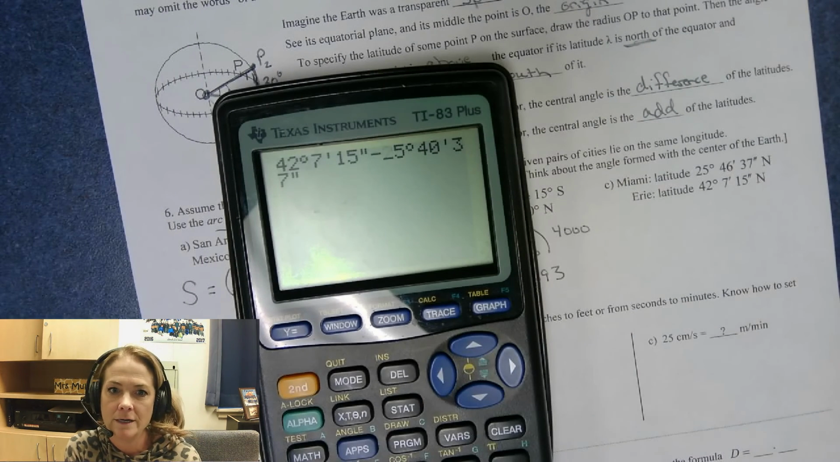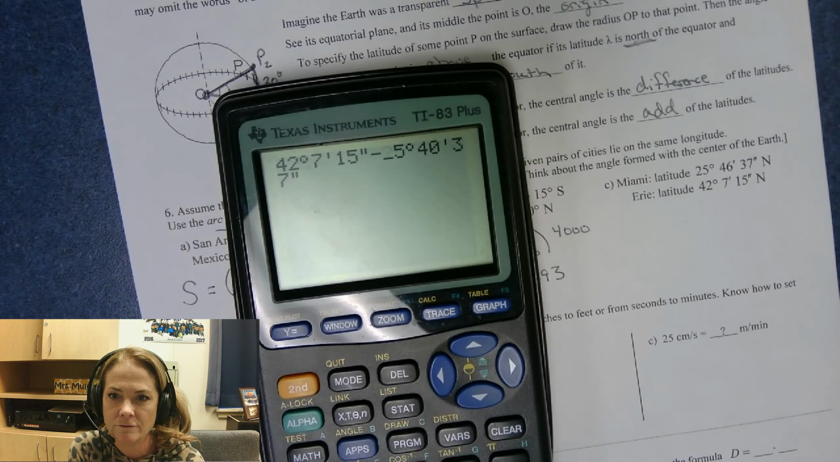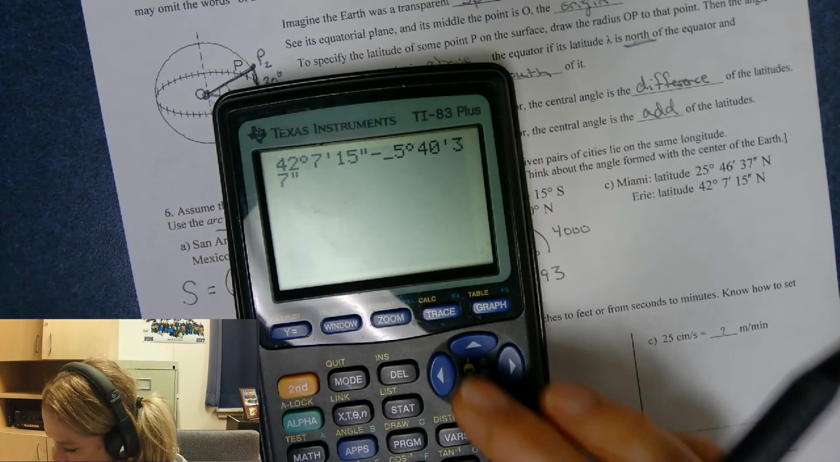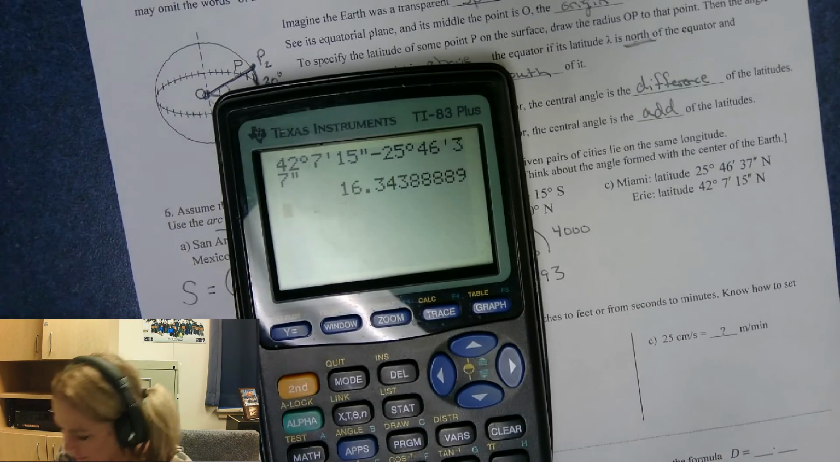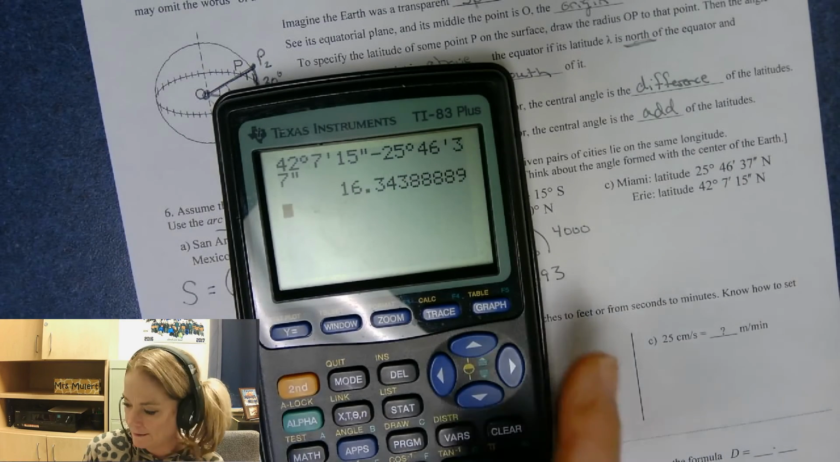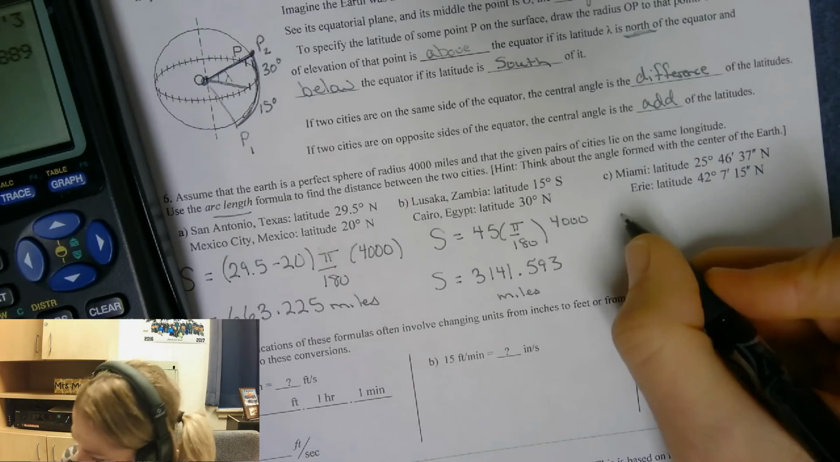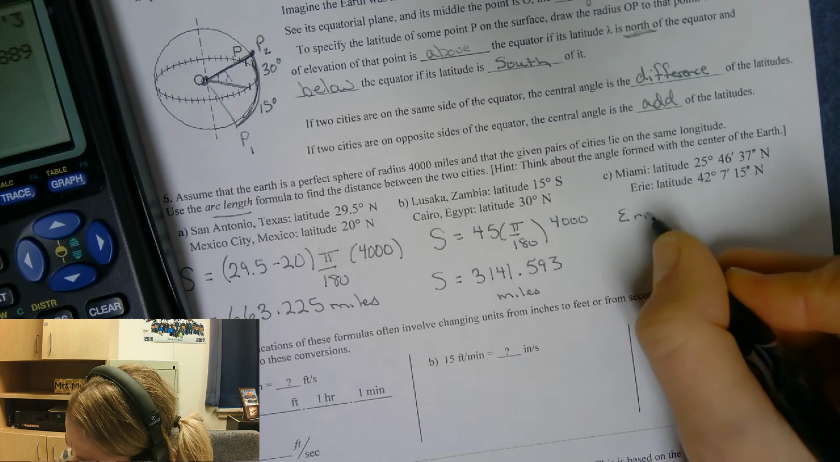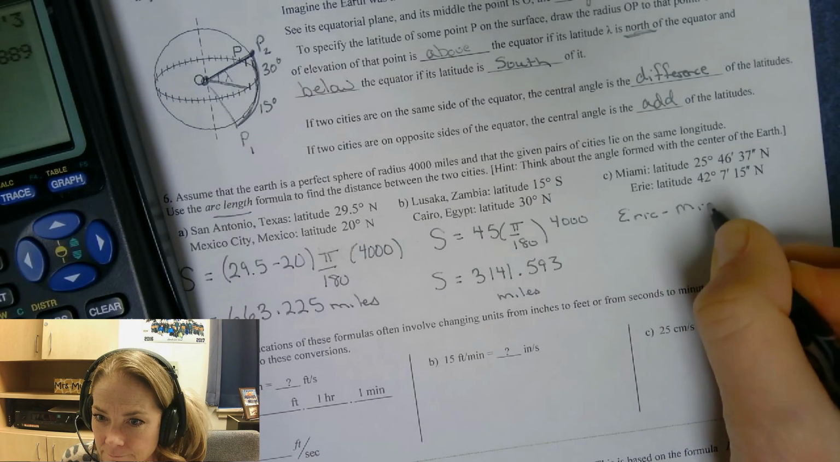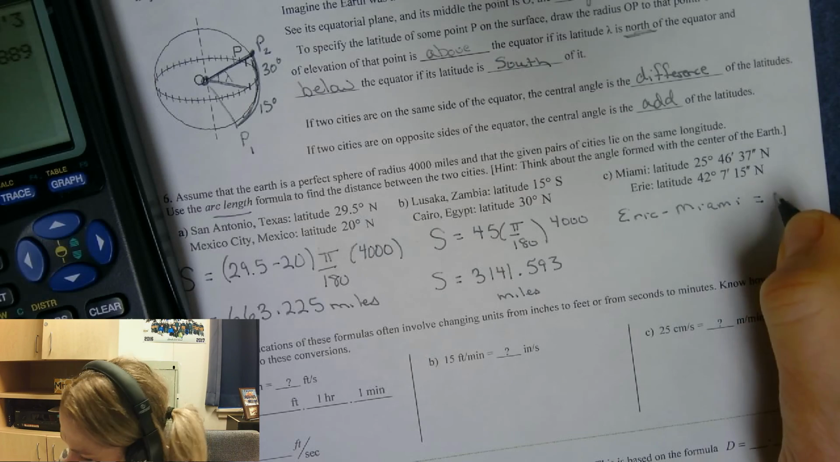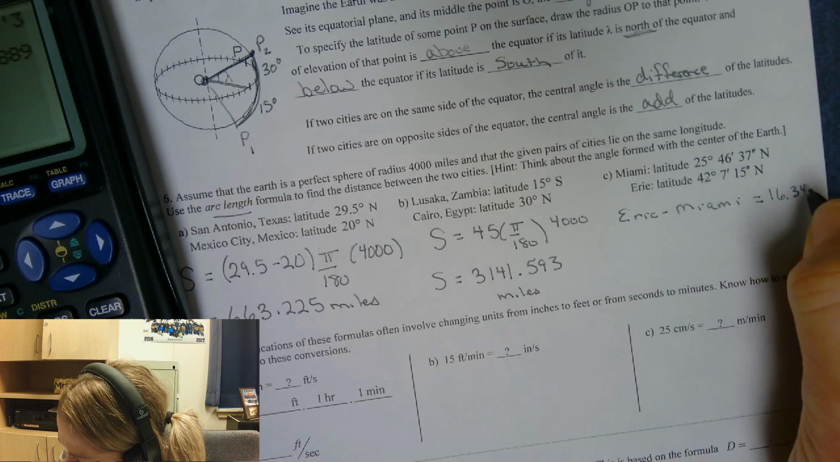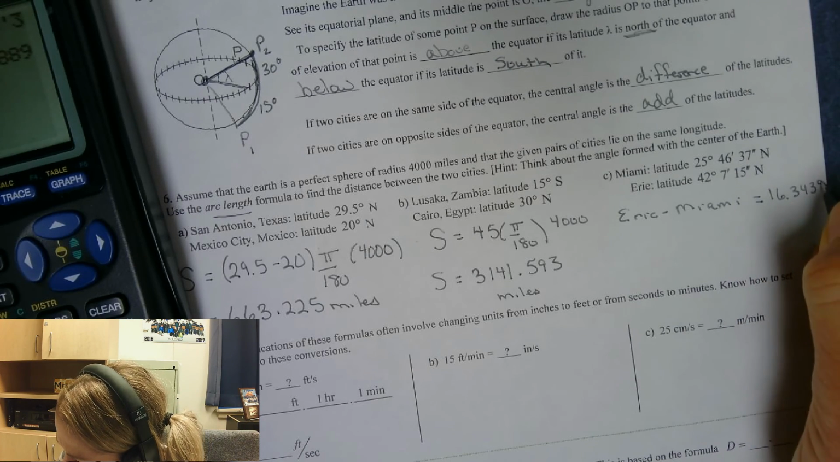Let's see. 42, 7, 15, minus 25, 46. I need to change that, 37. So always check. Let's fix that, 46, and enter. So there is your theta. When all is said and done, when you do Erie minus Miami on the TI, our theta is 16.3439. I'll write that.